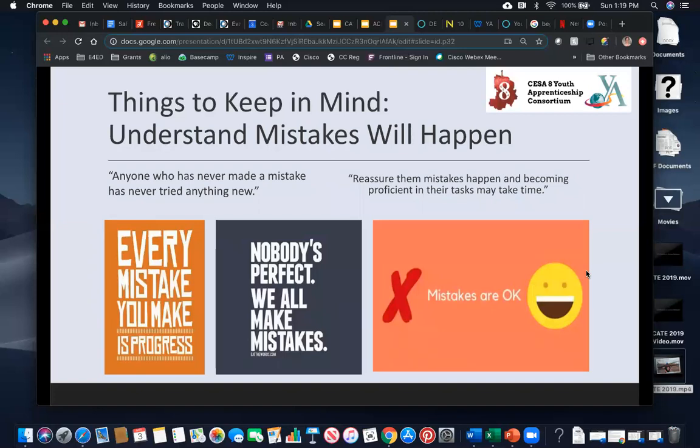And last but not least, keep in mind that mistakes will happen. Students need to understand they're not going to do everything in this new job perfectly the first time. None of us did that when we started our jobs. They won't be doing it either. They need to know that anyone who has never made a mistake hasn't tried anything new. Reassure them that mistakes are going to happen and they're going to become more proficient with their tasks, but it's going to take some time, and you're going to be there to support them as they are learning all of these new skills.